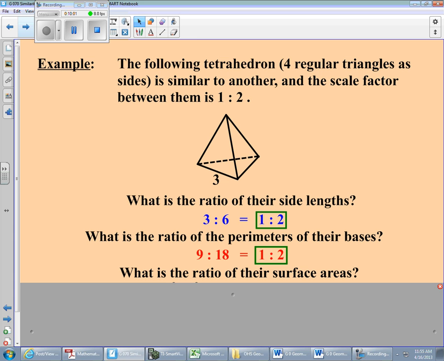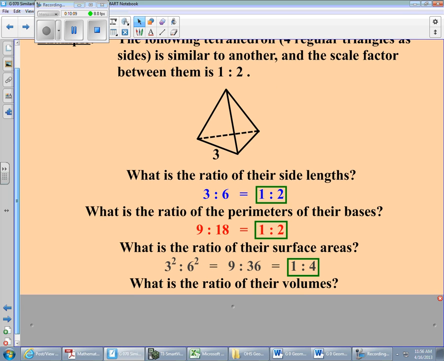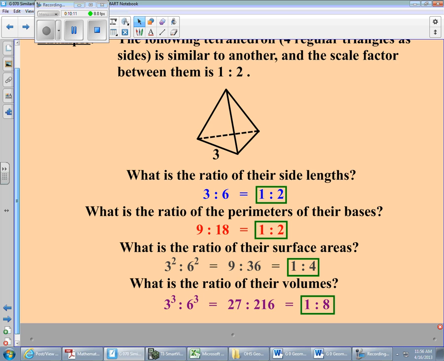1 squared to 2 squared. Okay, it'd be a 1 to 4. Okay, what would be the ratio of their volumes? Okay, 1 cubed, 2 cubed, 1 to 8. Okay, this is really fairly straightforward. All you have to know is which measurements fit into which dimensions.